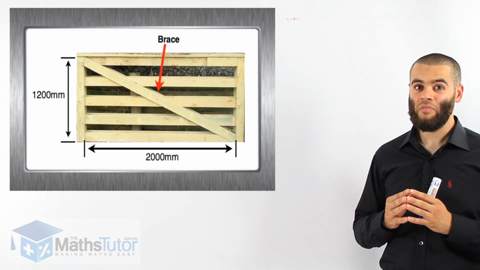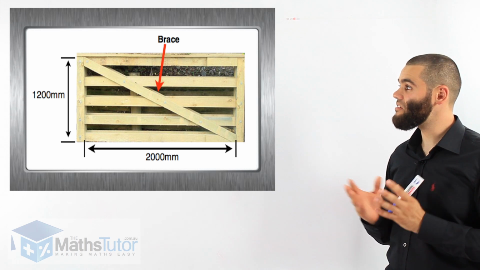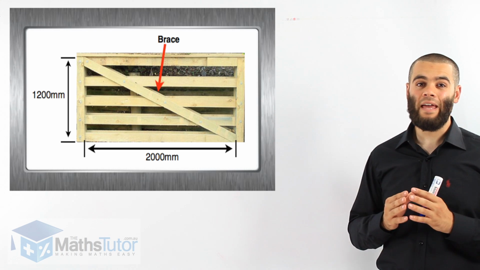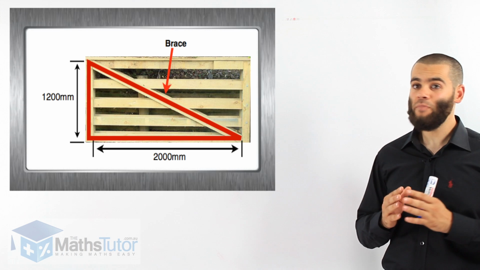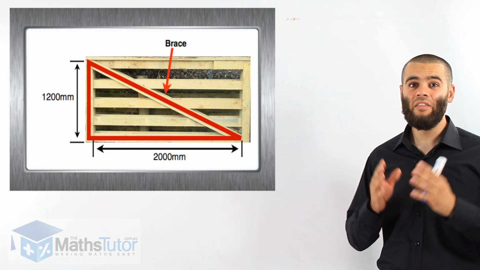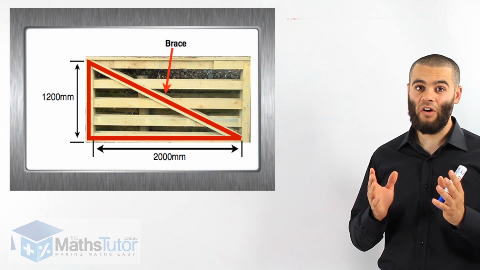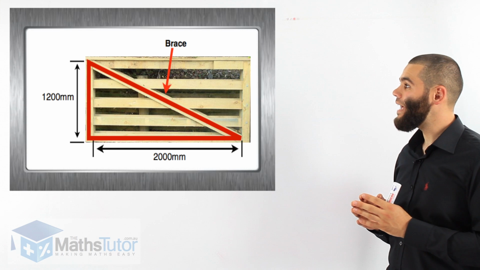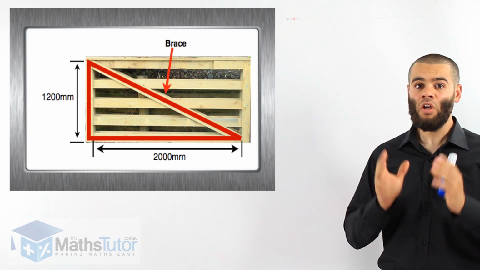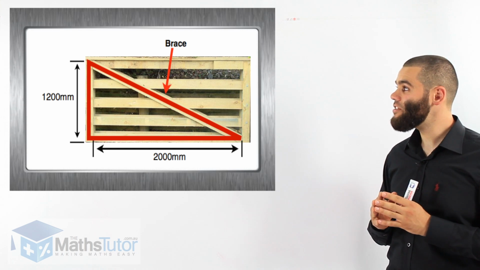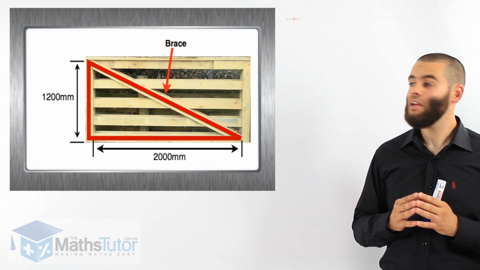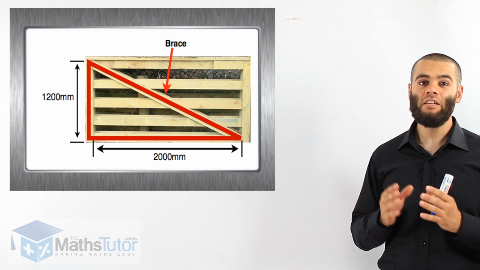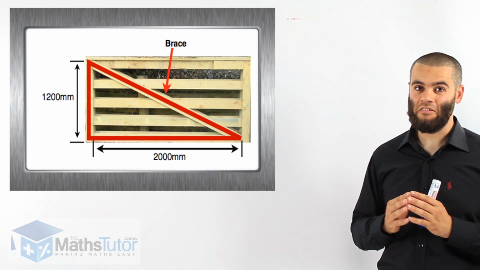You can notice that the diagonal, which is the brace, with the height and the length, makes a right-angled triangle. So we use Pythagoras' theorem to find the length of the brace so we can cut it to size and construct this gate. We are told that the height is 1200 millimeters and the length is 2000 millimeters. Find the length of the brace.